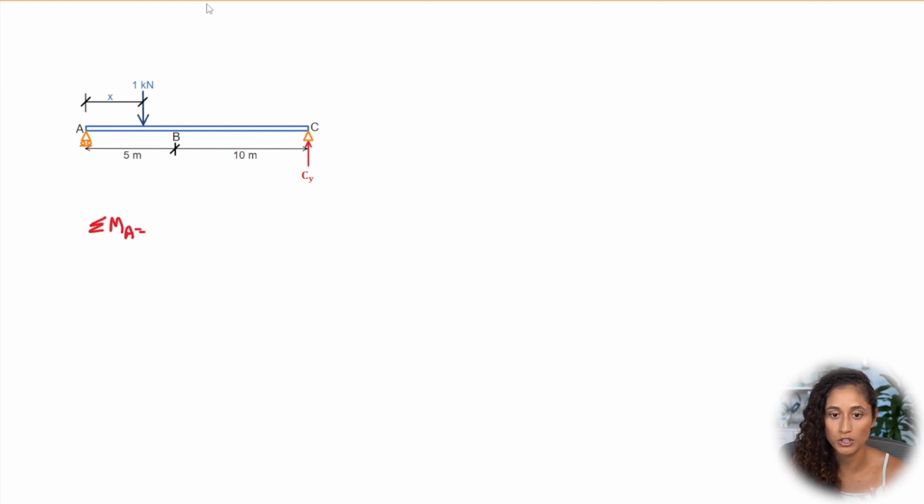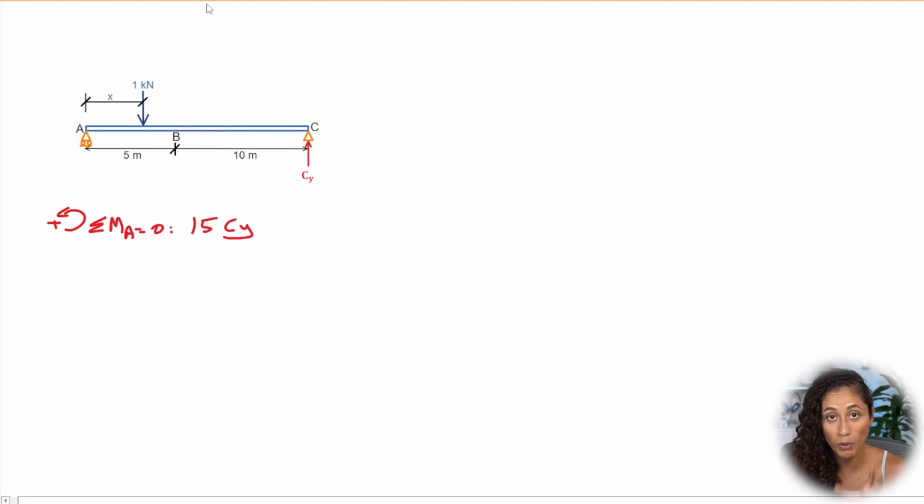So we're going to have the summation of the moment at A equals 0, and we're going to assume counterclockwise to be positive. So if we do that, the first thing we're going to have here is 15, which is the moment arm for the reaction at C. So we're going to do 15 times CY, okay? This is going to be positive because we're assuming CY is going up, and we're also taking the moment counterclockwise to be positive, so they're going in the same direction. That's why this term is positive.